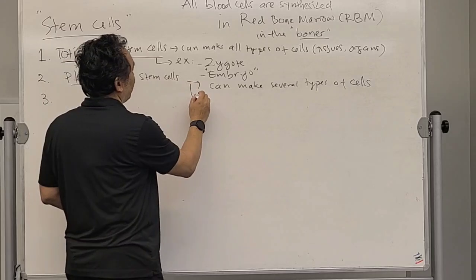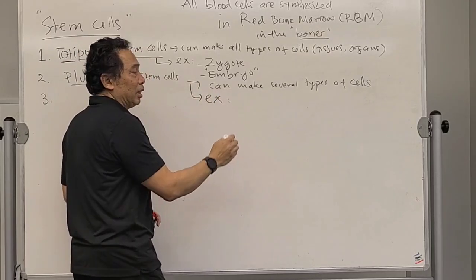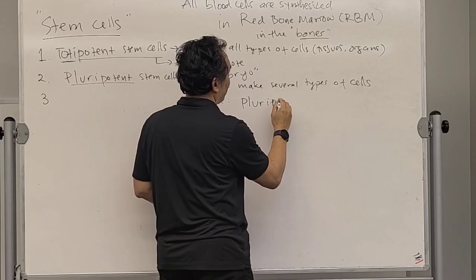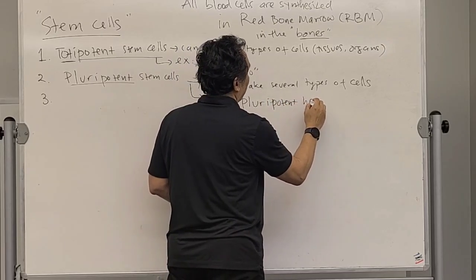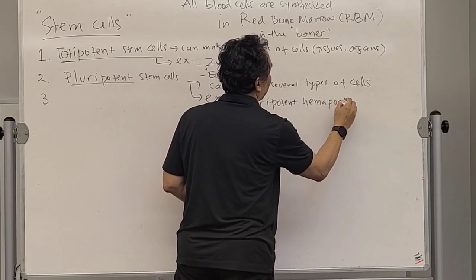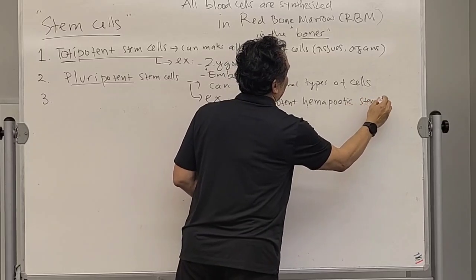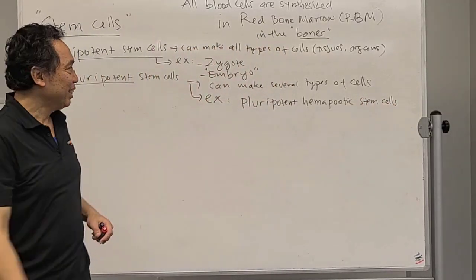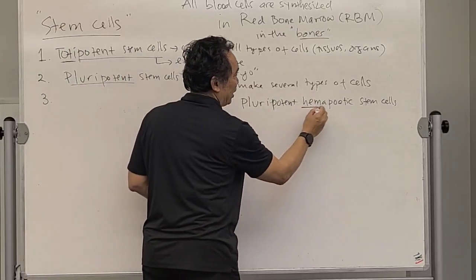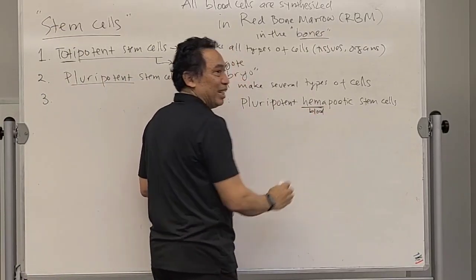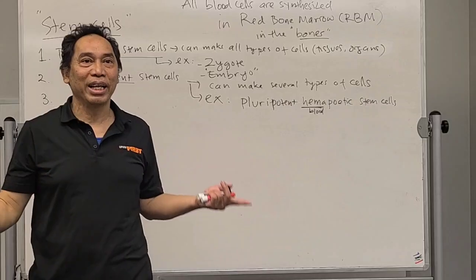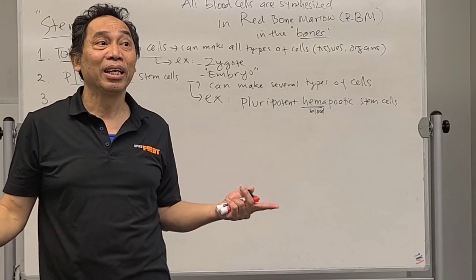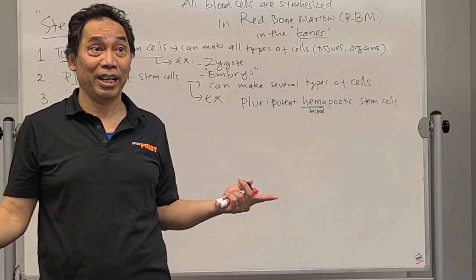The example we're going to learn today is the pluripotent hematopoietic stem cell. From the name, this is blood. This is the blood stem cell that can make different types of blood cell.